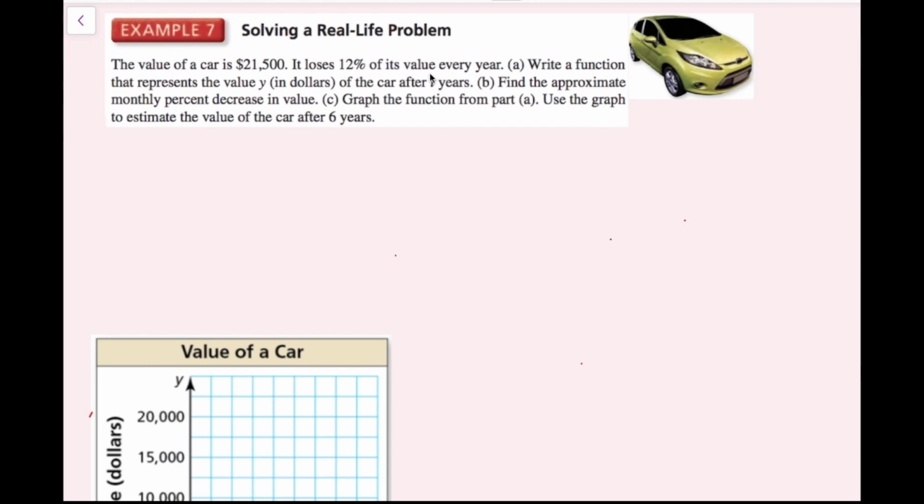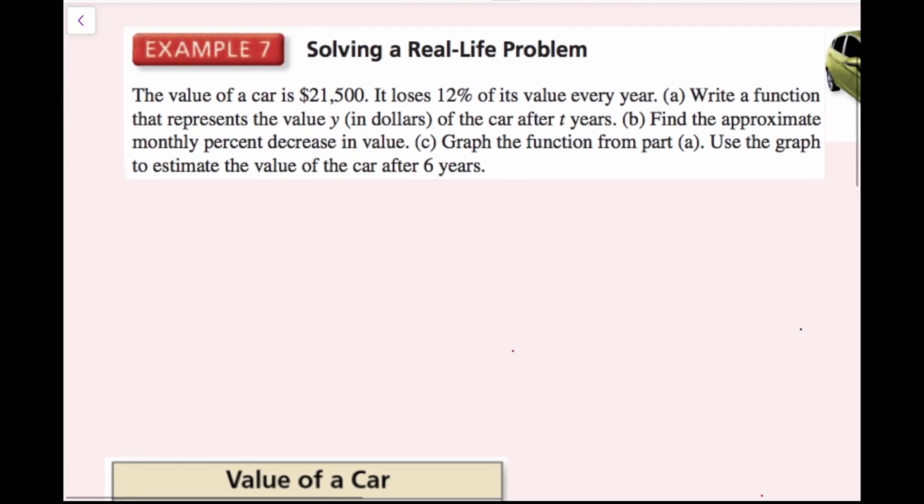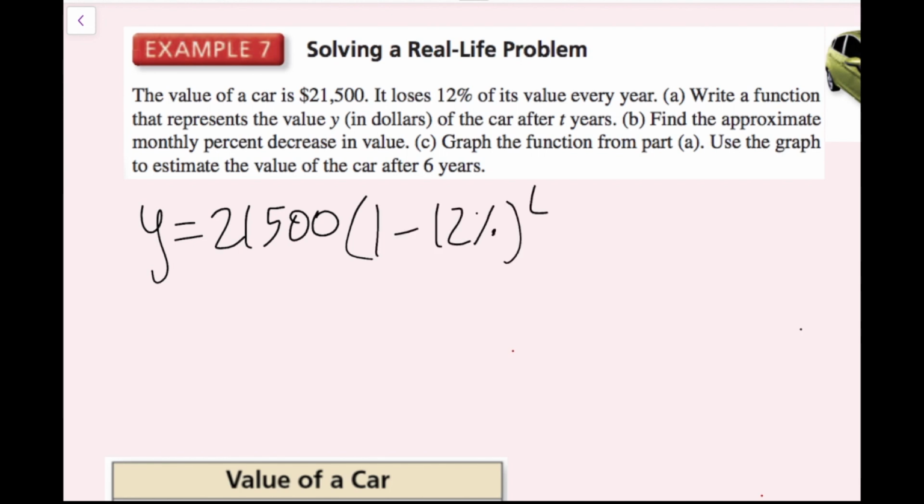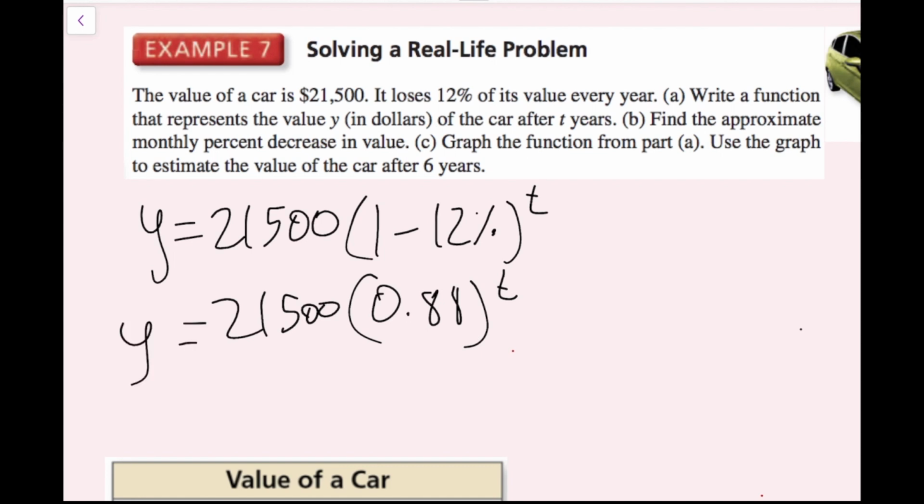All right, well, this is an exponential decay question because we know that we're losing 12% of the value every year. To figure that out, I'm going to write my equation, which is going to be y equals 21,500 times 1 minus 12% to the power of t. Well, 1 minus 12%, you can do that in your head pretty quickly. It's going to be 0.88, to the power of t, times 21,500. So this is part A. We've successfully written our function.